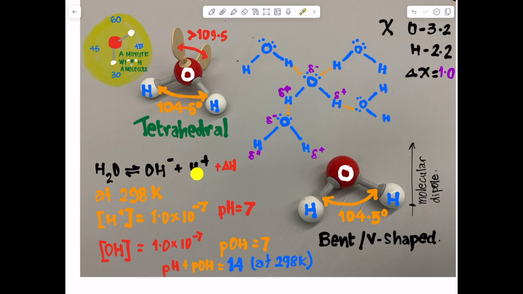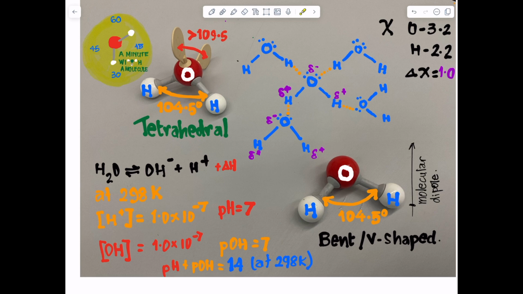and because these two ions must be equal in concentration, then the pOH would also become 6. Remember, pH plus pOH is equal to 14, but only at 298. At a higher temperature, pH might be 6 and pOH might be 6, and the sum might be 12. But that would be at some temperature that's higher than 298 Kelvin.